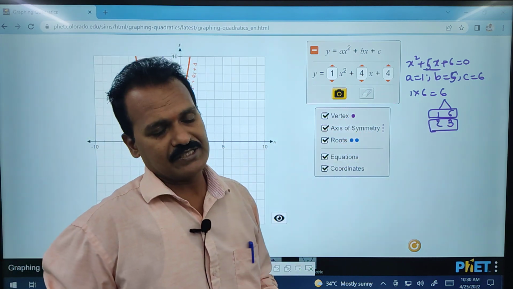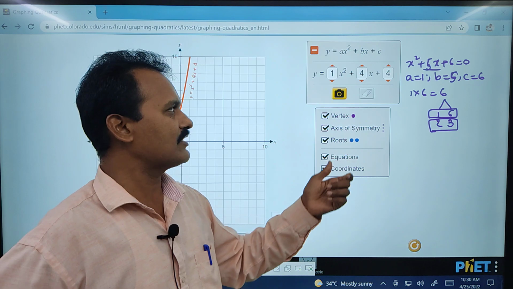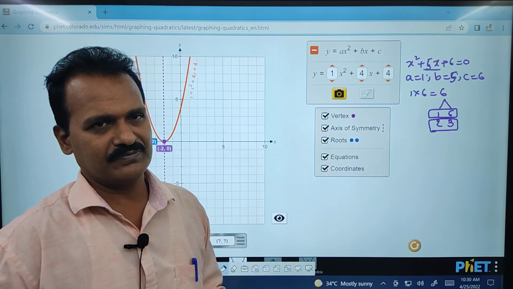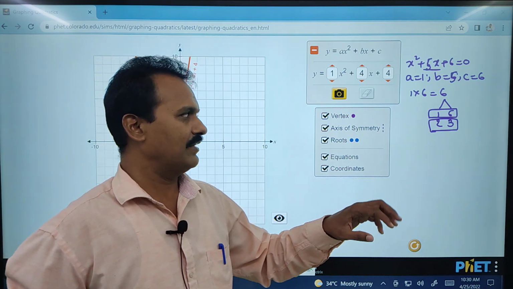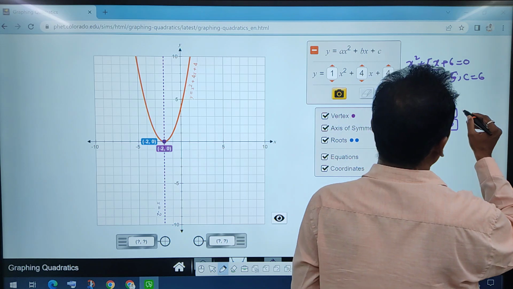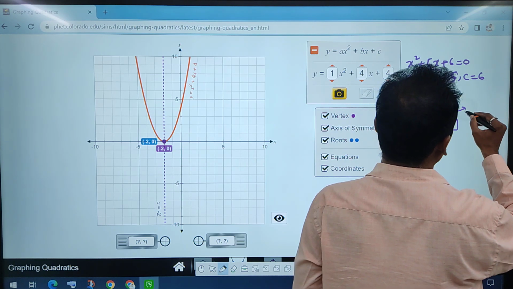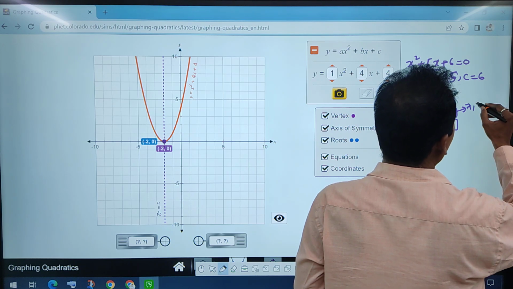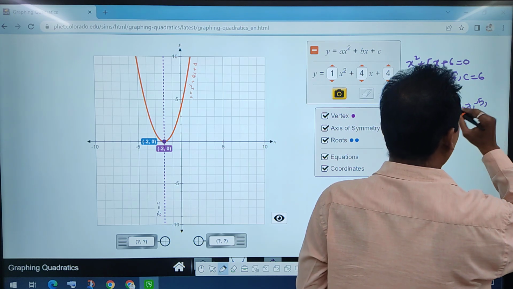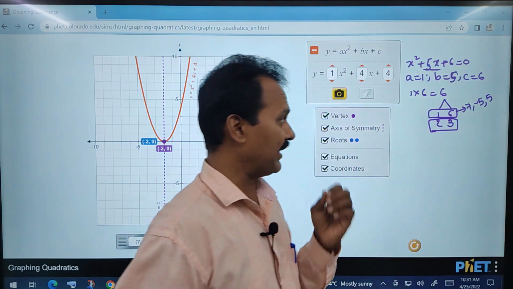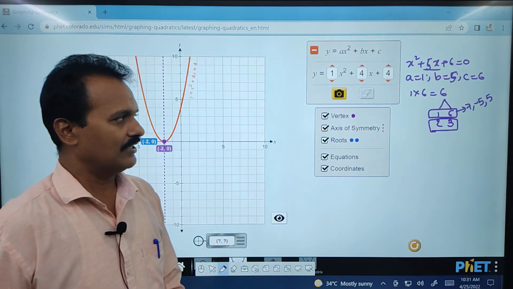If you take 1 and 6, what will you get? If you add 1 and 6, you will get 7. If you subtract 1 and 6, you will get minus 5. 1 minus 6 is minus 5. 6 minus 1 is 5. So what numbers are we getting from 1 and 6? If you add, you will get 7. If you subtract, you will get minus 5 and in another case plus 5. We are getting these three numbers.